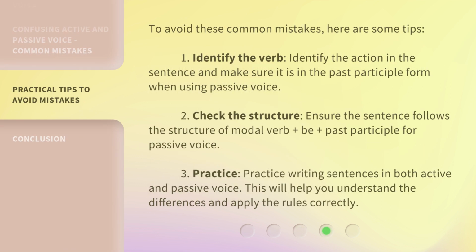To avoid these common mistakes, here are some tips. 1. Identify the verb. Identify the action in the sentence and make sure it is in the past participle form when using passive voice. 2. Check the structure. Ensure the sentence follows the structure of modal verb plus be plus past participle for passive voice. 3. Practice. Practice writing sentences in both active and passive voice. This will help you understand the differences and apply the rules correctly.